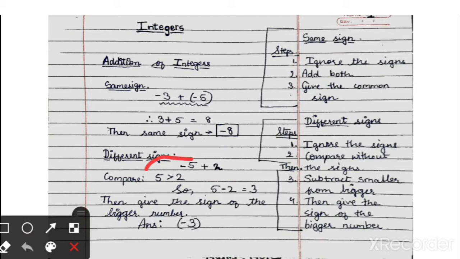We have compared 5, we have ignored the sign. So, when we ignore the sign, they become 5 and 2. Then we compare them and we got to know that 5 was the bigger one. So we did the subtraction, that is 5 minus 2, that is equal to 3. Then give the sign of the bigger number. What was the bigger number? When we compare, that was 5. And before that, what sign did 5 have? Minus sign. So we give the sign of the bigger number, in this case, the minus sign.